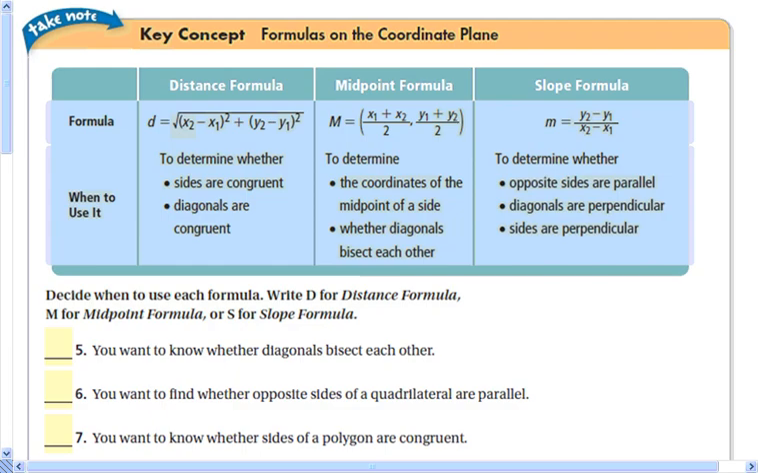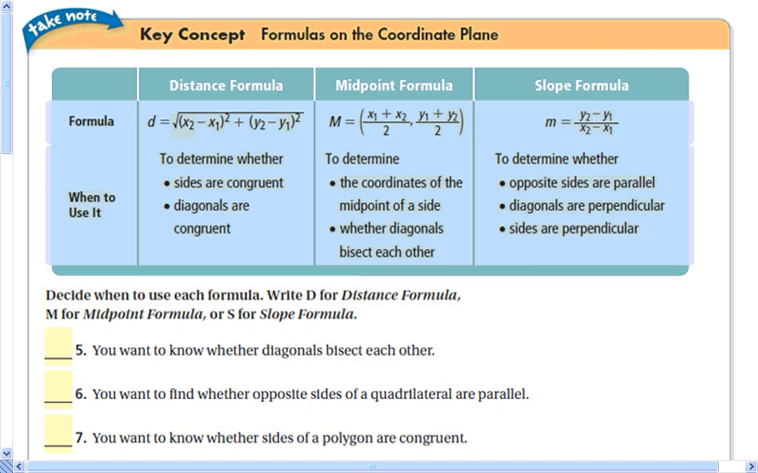And just a couple formulas we may be using here to help us prove in the coordinate plane. We're going to use the distance formula. So that's to determine whether sides are congruent. We can just show that they both have the same length. Or if diagonals are congruent. Midpoint helps us find the coordinates of the midpoint of the side, and helps see whether diagonals bisect each other, and the slope formula to determine whether opposite sides are parallel, whether the diagonals are perpendicular, whether the sides are perpendicular.